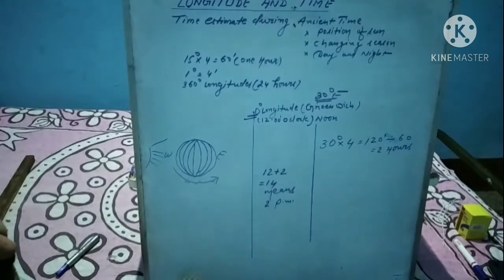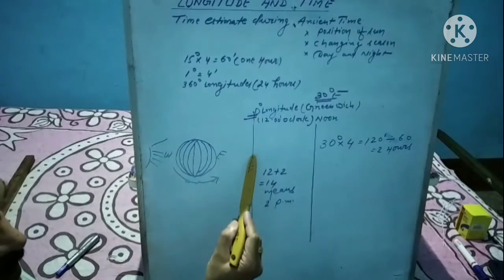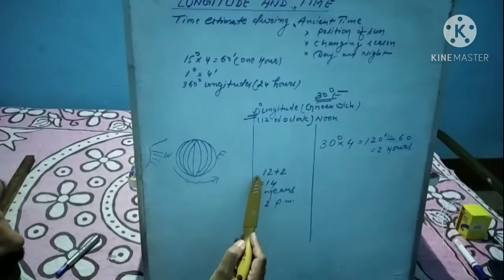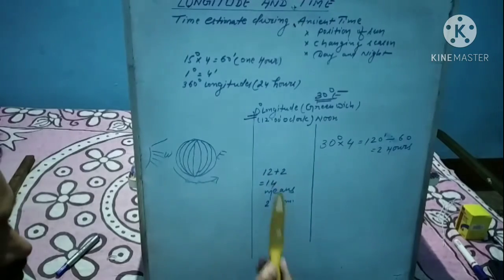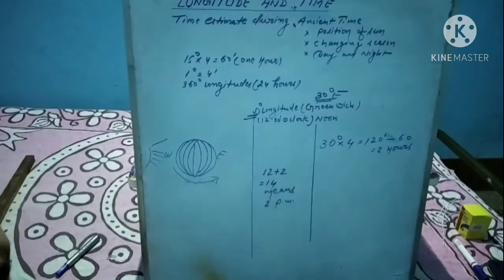So here we calculated the difference of time from 0 to 30 degree east. Now we can add the calculated time to the first time. Time on the 0 degree longitude is 12 noon and the calculation is 2 hours. Then we add here 12 plus 2 becomes 14. It means 14 means what? After 12, 1 p.m. means 13, 2 p.m. means 14. So the time here near the 30 degree east is 2 p.m.